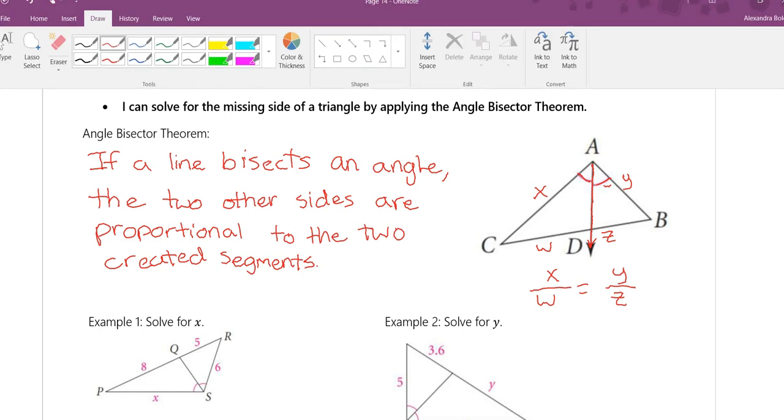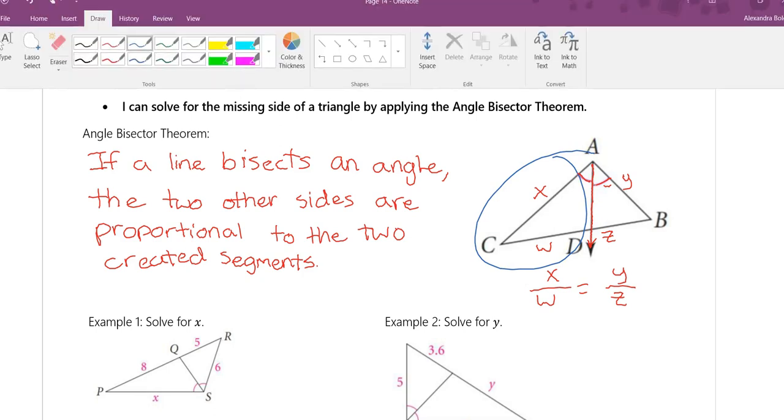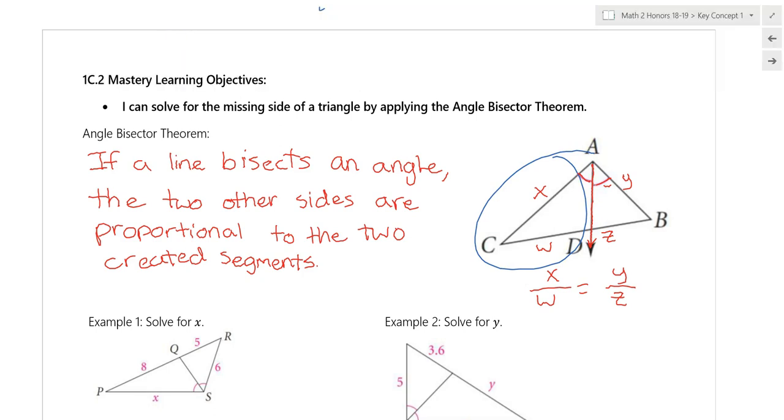So I like to think of it as the left side of the line and the right side of the line go together.